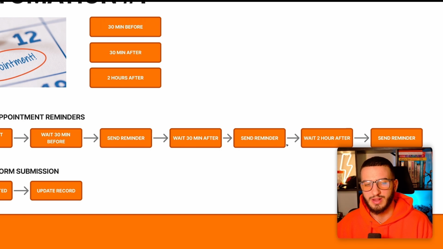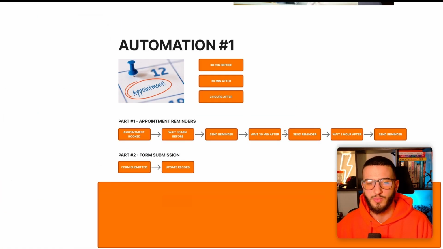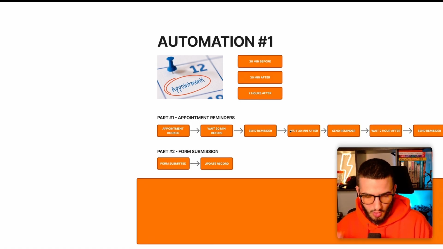Make sure that after this first reminder, which everyone should get, the 30 minutes before and 30 minutes after reminder, the second one and the third one, however aggressive you want to be with it, don't go out to everyone, because you don't want to annoy your clients. Only get into the CRM if they actually need to. So that's the first automation, guys.